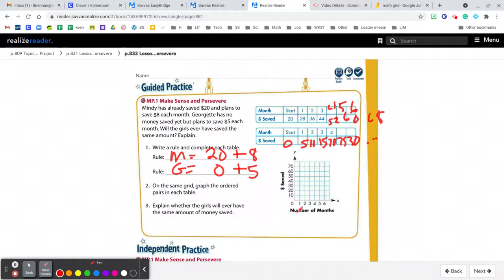When you graph it, thank goodness on this one they give you a little graph. You're going to graph the information. You're going to see the two lines will never meet. So they will never have the same amount of money saved. And you can graph that.